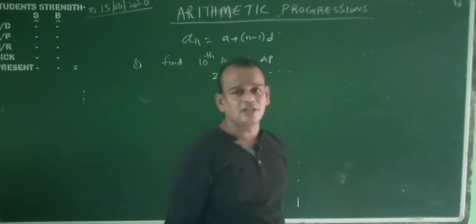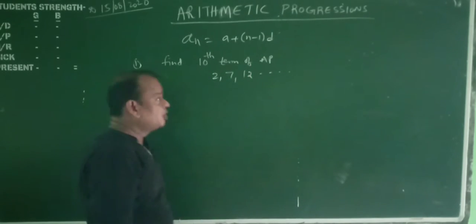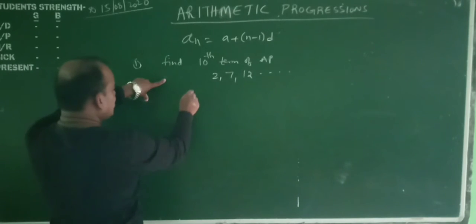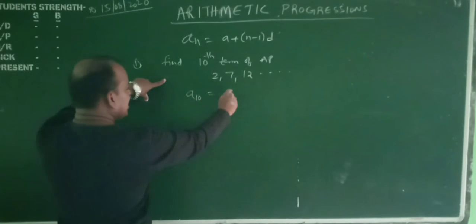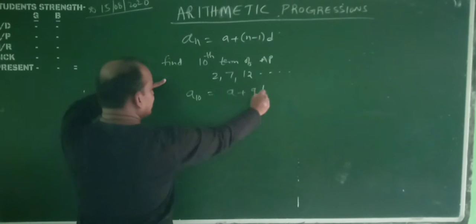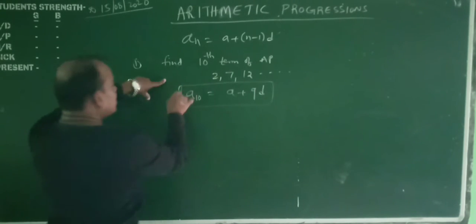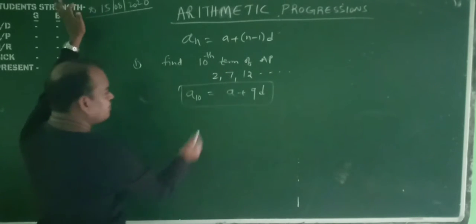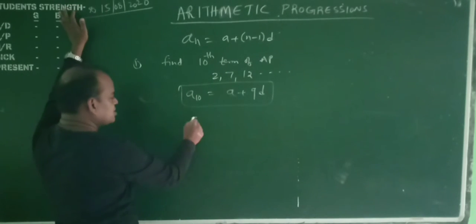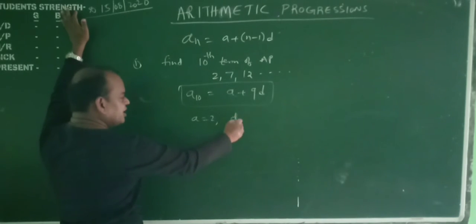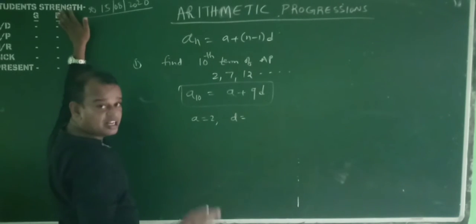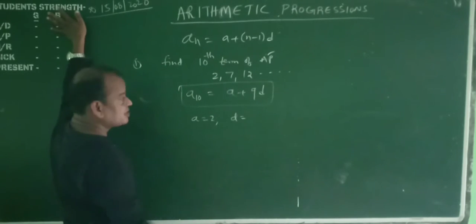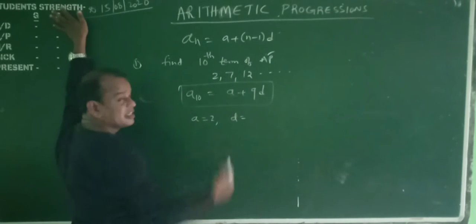How to find the 10th term? The 10th term means A10, and the formula is A10 equal to A plus 9D, because here 10 minus 1 is 9D. Now find A. A means first term. What is the first term? A is equal to 2. What is D? D means common difference. If the AP is given, there is 100% a difference. What is the difference? 7 minus 2 or 12 minus 7, whatever.